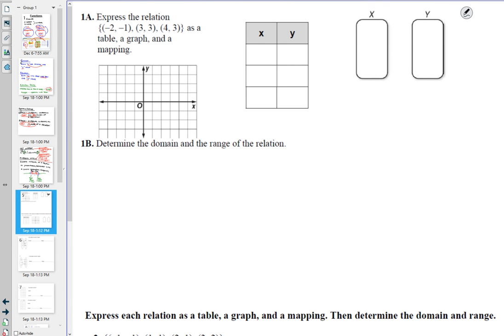Example time. This whole slide of examples deals with what we saw on that graphic. You are being presented a relation in which form? Yeah, these are ordered pairs. So let's take those exact same ordered pairs and write them in the 3 other forms.